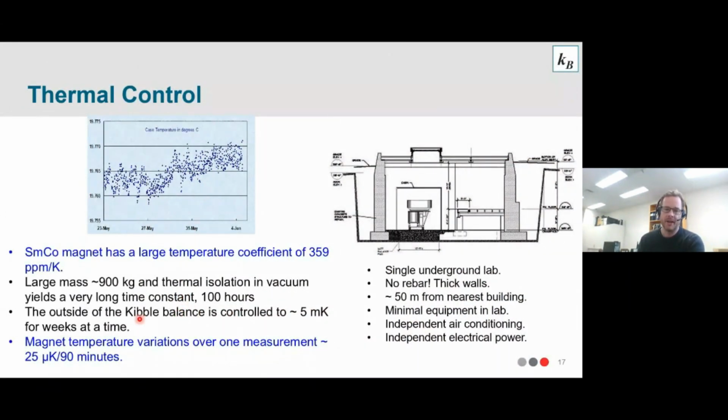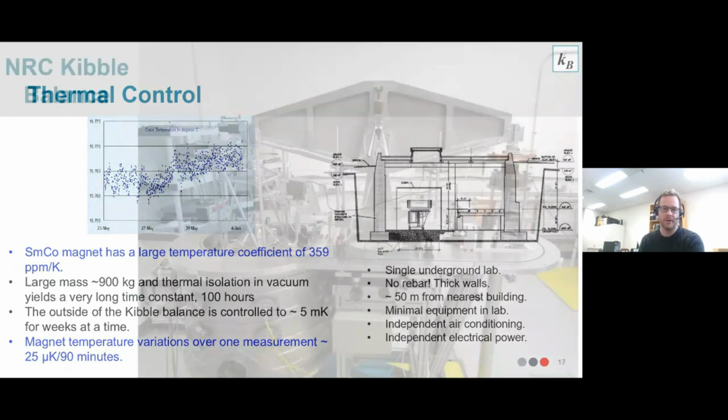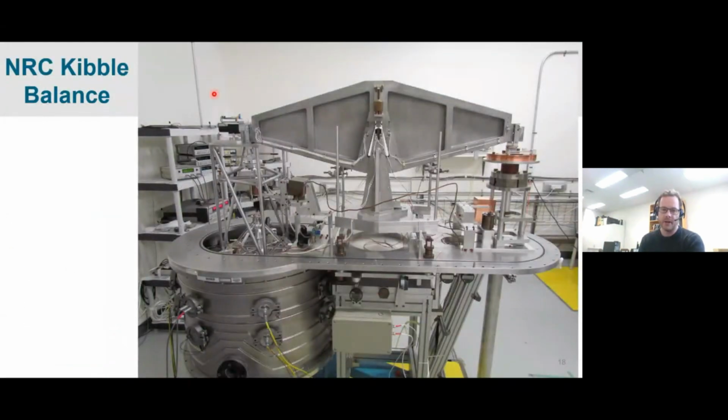For weeks at a time, and inside we're at the level of 25 microkelvins for 90 minutes. So a very, very tightly controlled environment. And so this is what the Kibble balance looks like. Here is the magnet. It's a toroidal magnet, and inside is the coil. And then here is the mass pan.